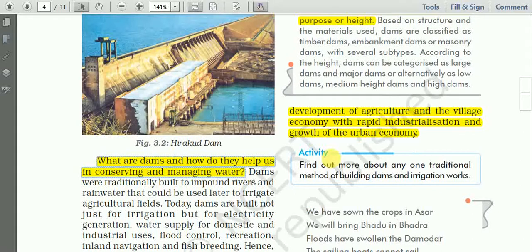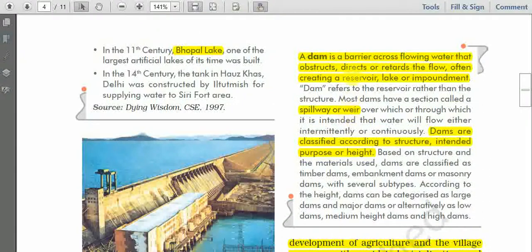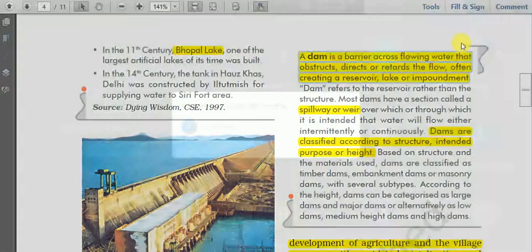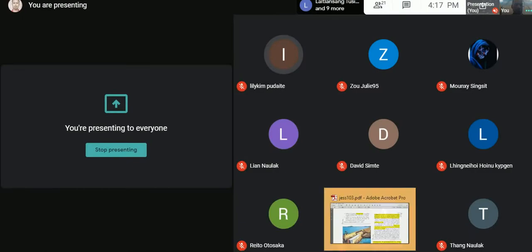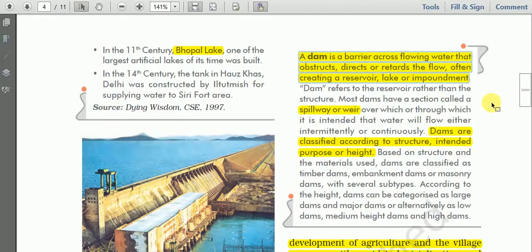So we have learned that dams are one of the most important measures for conserving and managing water resources to date in India. Then what are dams? Actually, the definition of a dam is given here. A dam is a barrier across flowing water that obstructs, directs or retards the flow, often creating a reservoir, lake, or impoundment.